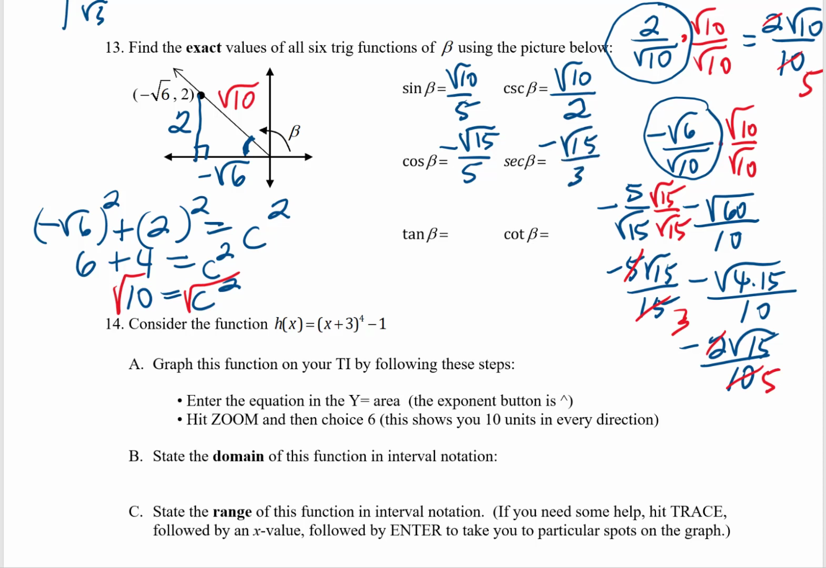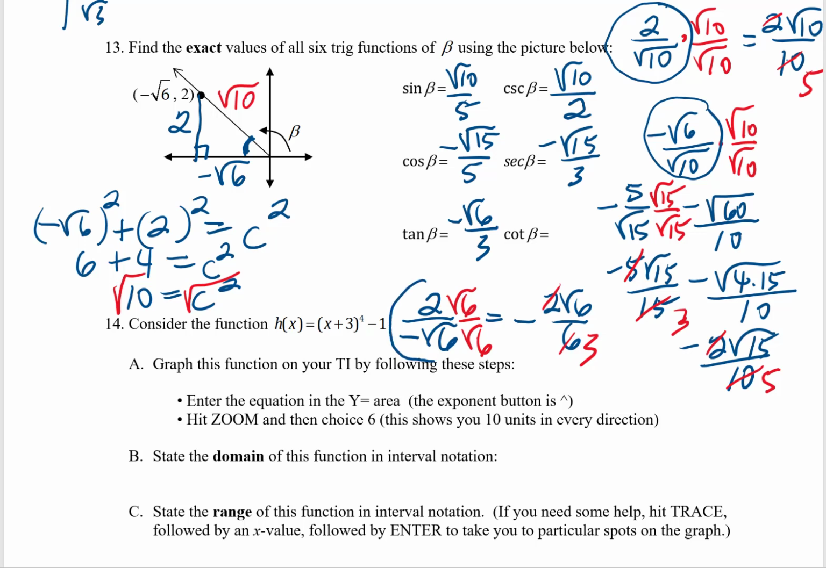Tangent beta, that would be opposite over adjacent, so 2 over negative root 6. Got some rationalizing to do here. I can see I've got a negative. It's going to be 2 root 6 over 6. And after I do my canceling, it looks like I'm left with negative root 6 over 3. And cotangent is thankfully easy. Here was the original tangent one. And I can see if I just turn that one upside down, I'll be just fine.